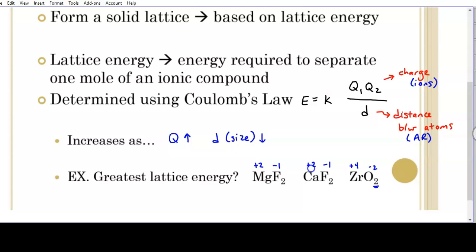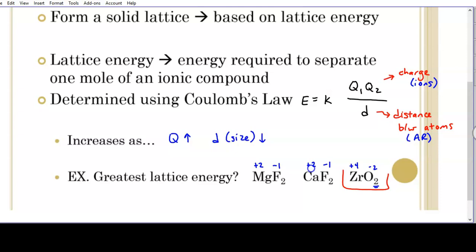The larger the charges, the greater the lattice energy. So automatically from that, you should be able to tell me that the zirconium compound is the largest of the 3, because 4 times 2 is 8, compared to 2 times 1, which is 2.